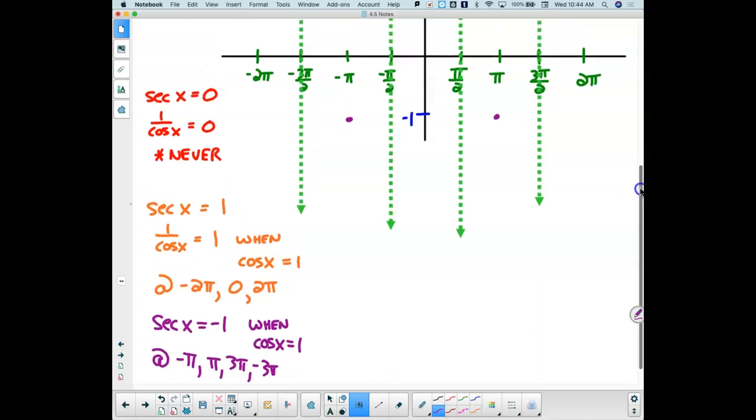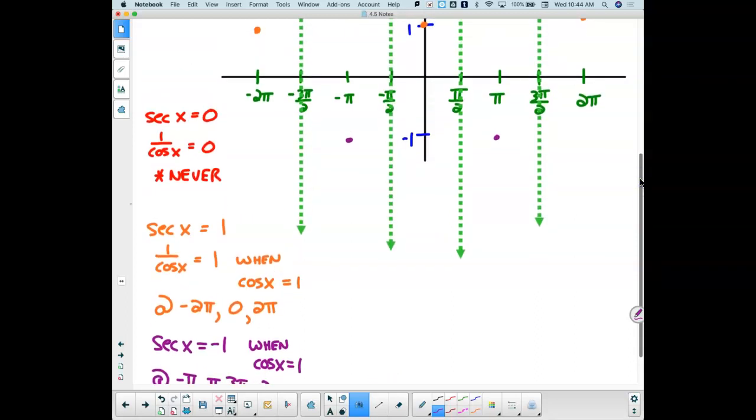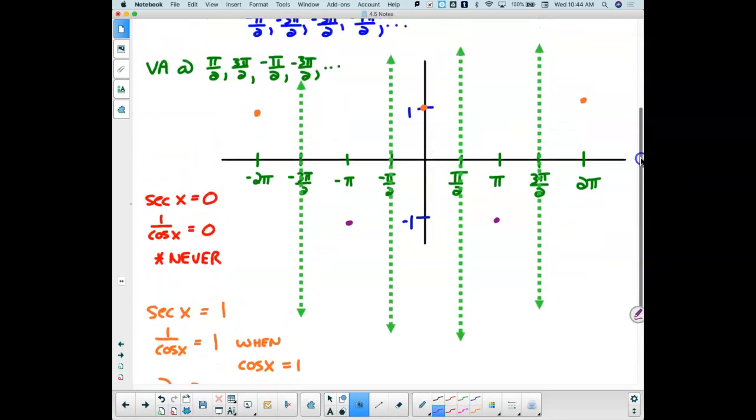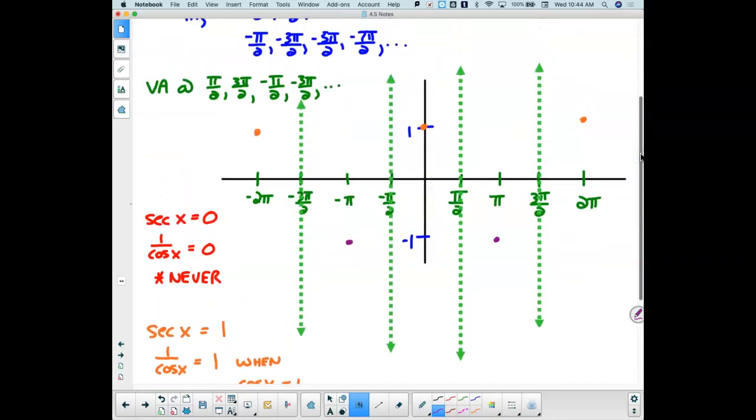So put all three of those together now. Red tells me that it never crosses the x-axis. Orange tells me that in these zones, the orange zones, that's where it is. And purple tells me that in the two purple zones, that's where it is. So I can't cross the x-axis. I have 3 of them where it's equal to 1 and 2 of them where it's equal to 0. What does my graph look like?